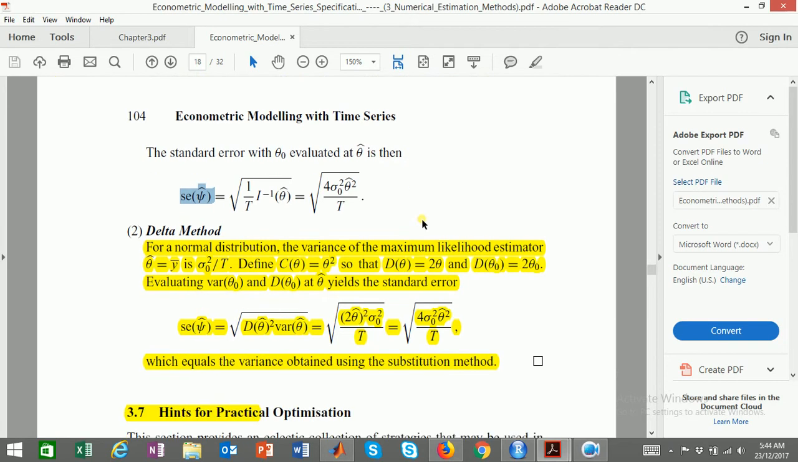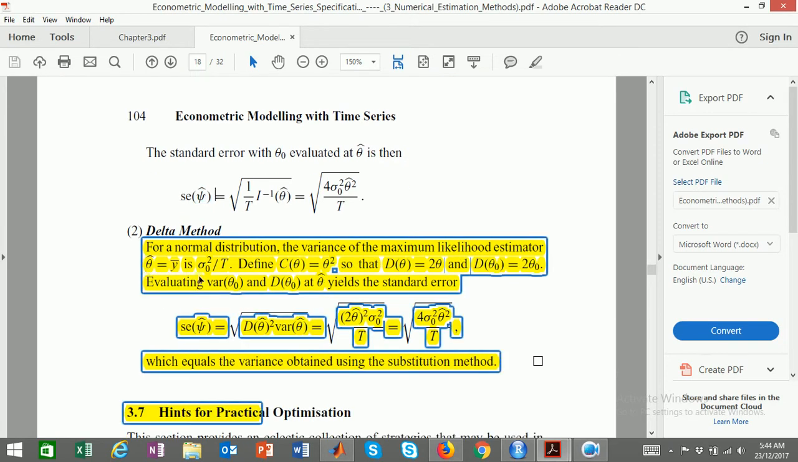Another process is delta method, where theta hat equals y bar, which is sigma naught by T. The variance is sigma square, so that psi theta is equal to theta square, d psi by d theta, theta naught to theta naught. We don't do this, we generally use the previous method.